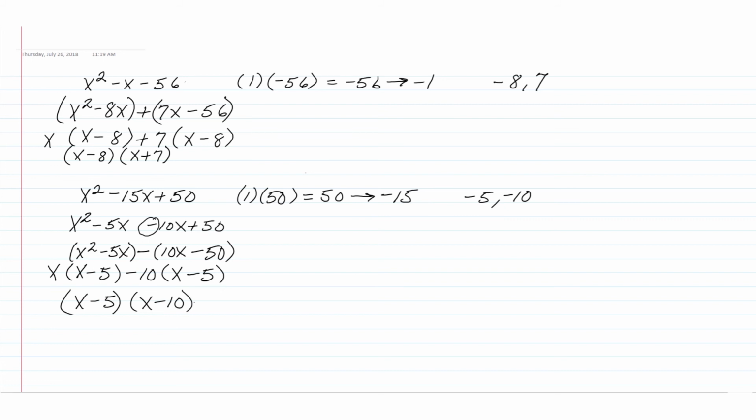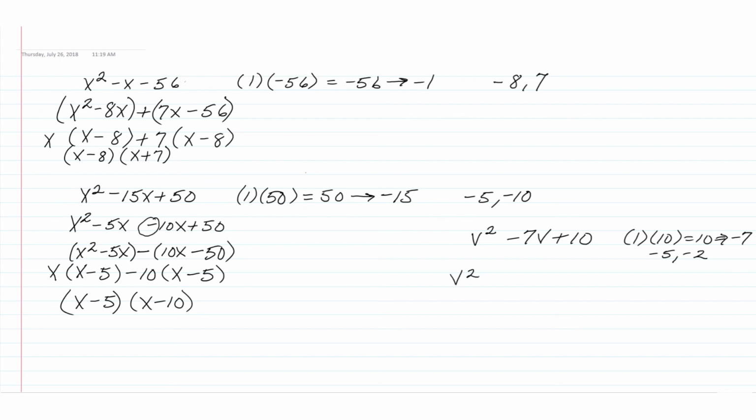So let me try one more here. Let's try v squared minus 7v plus 10. So here I want the factors of 1 times 10, which of course is 10, that add up to be negative 7. So I'm thinking we want a negative 5 and a negative 2.